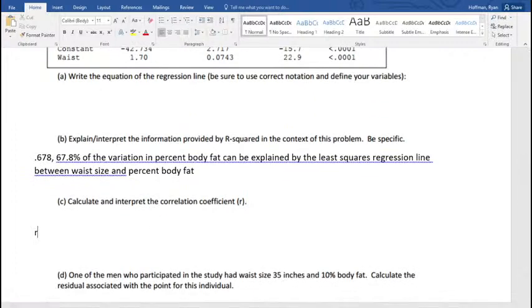So that means that R equals 0.8234. This indicates strength, direction, and form. A fairly strong positive linear association between the two variables.